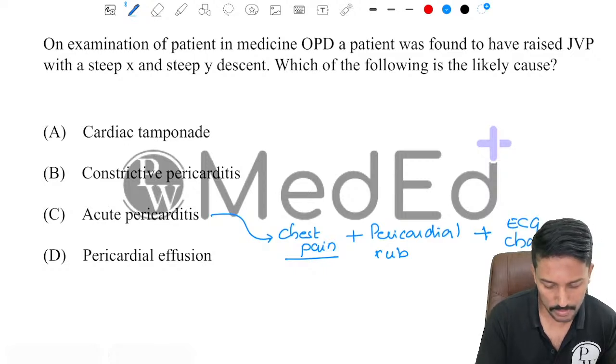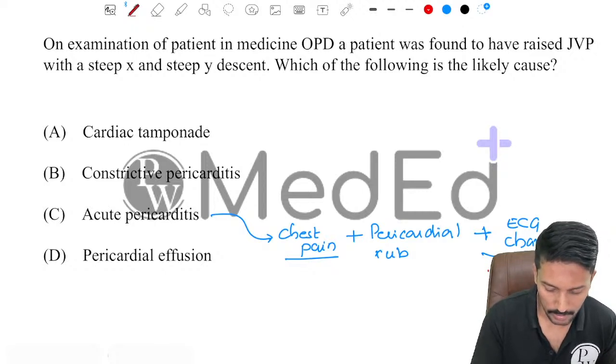What are the ECG changes of acute pericarditis? The ECG changes of acute pericarditis are ST elevation that will be concave. There will be PR segment depression, and TP segment downsloping.